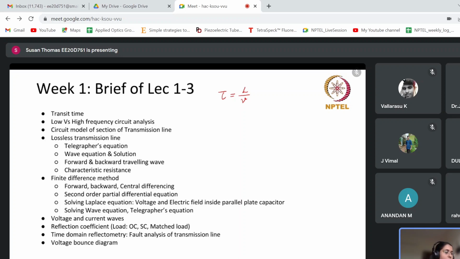This gives us the transit time in traveling from one point to the other on a transmission line, where L is the length of the transmission line and V is the speed of the signal. Then we come across low frequency circuit analysis and high frequency circuit analysis in the lecture videos. As you already know, when we go to higher and higher frequencies, we need to consider a section of transmission line, and then we can apply the low frequency circuit analysis. Hopefully you remember from the lecture videos the circuit model of a transmission line. I'll just quickly refresh the concepts.